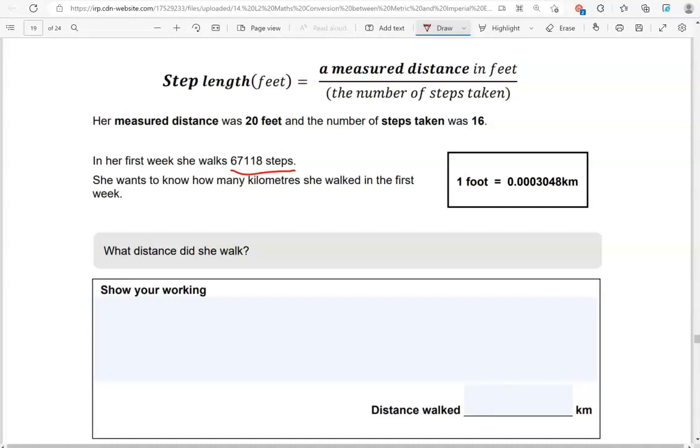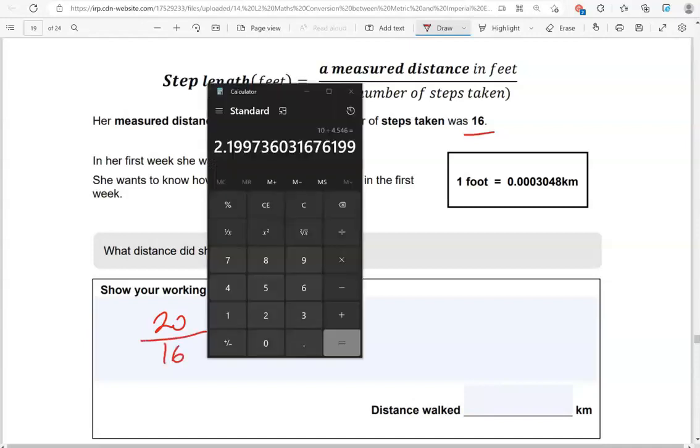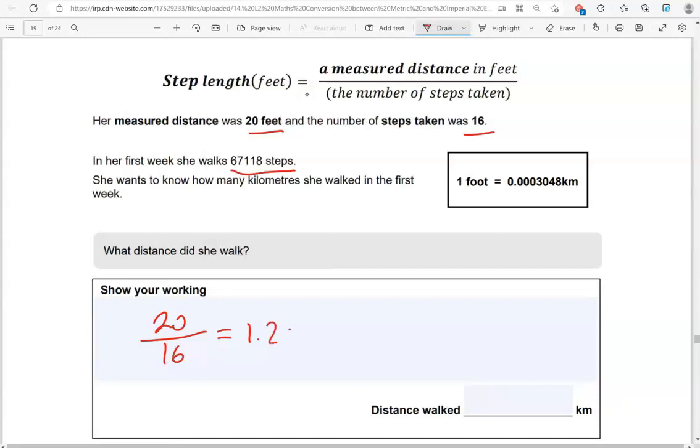by the number of steps taken. Measured distance, that is 20 feet, and steps taken 16. So 20 divided by 16, which is 1.25 feet. So that is the step length.